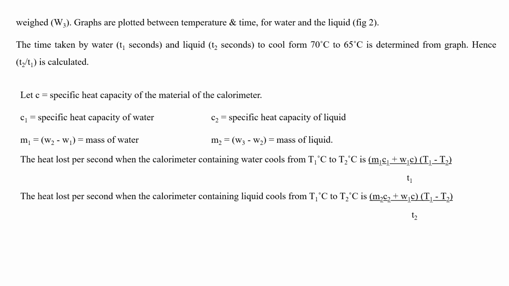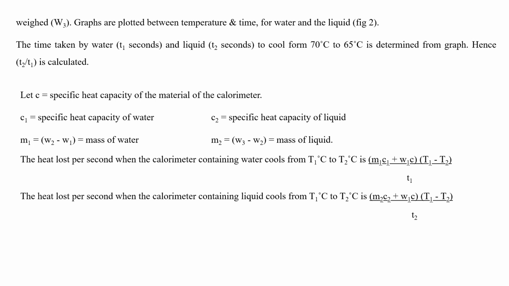Let's see the specific capacity of that calorimeter. Let C1 be the specific capacity of water and C2 be the specific capacity of the liquid, which we assume is oil. The mass of water is W2 minus W1, where W2 is water plus calorimeter minus the calorimeter weight W1. So W2 minus W1 is the mass of water, and W3 minus W1 is the mass of liquid.